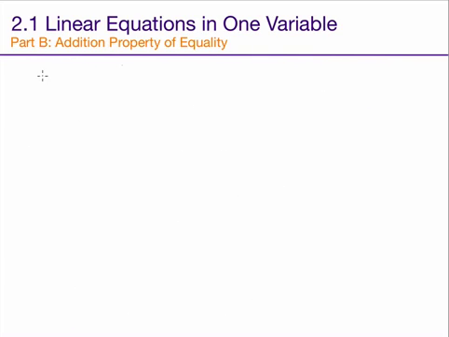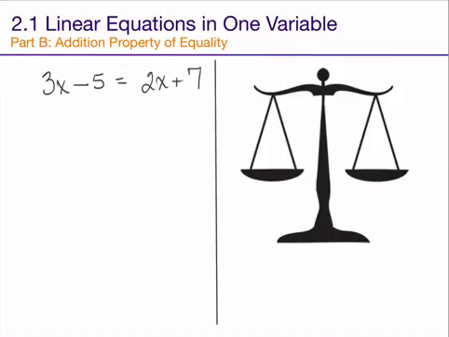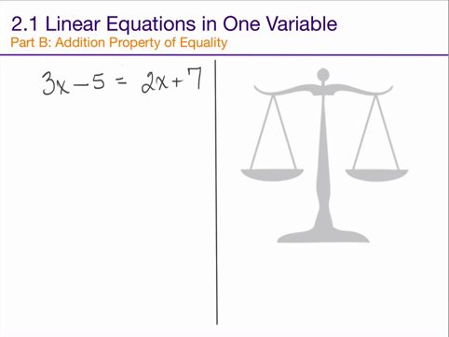Okay, last one for this section. 3x minus 5 equals 2x plus 7. When I write an equation, what I'm saying is this side has the same value as this side. It's kind of like saying they weigh the same thing. If they weigh the same amount, then it's kind of like saying if I put each quantity on one side of a balance scale, the scale will stay balanced.